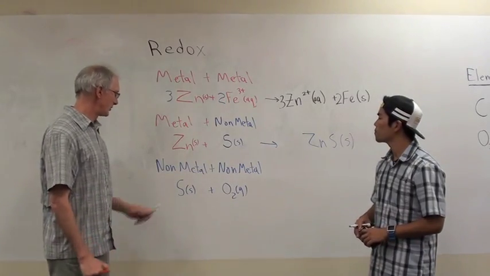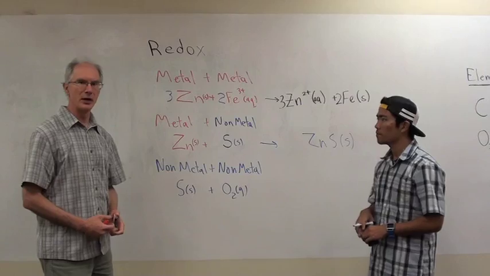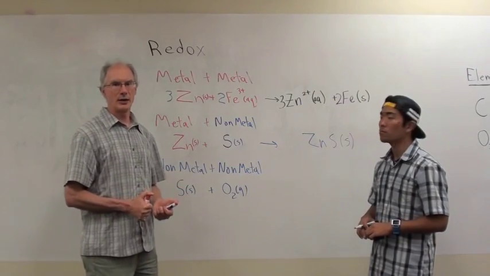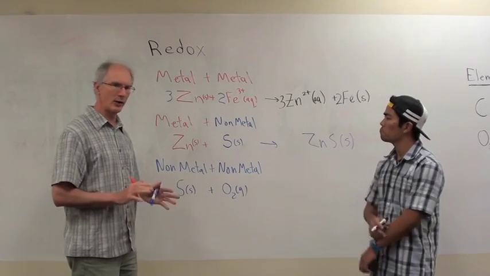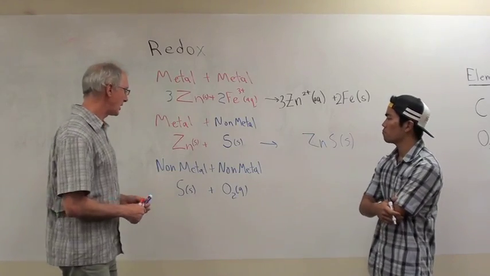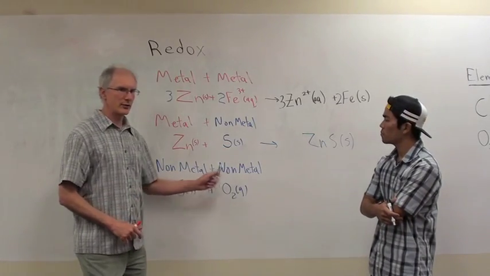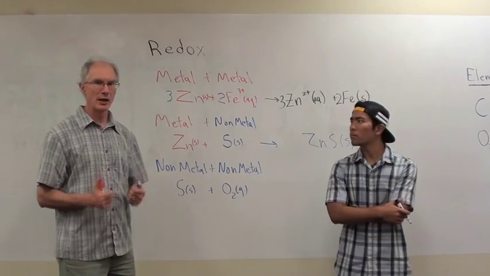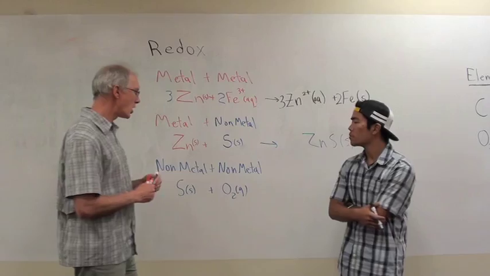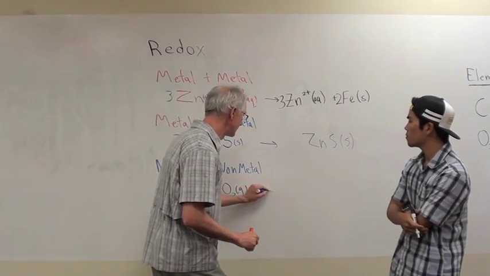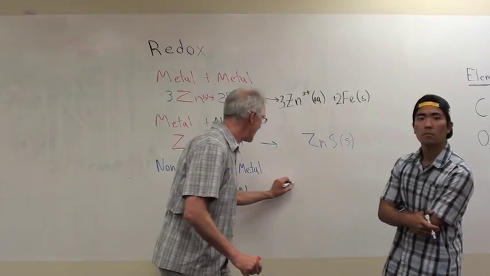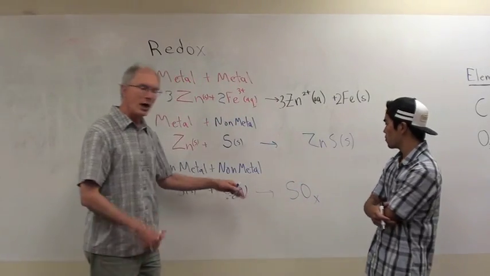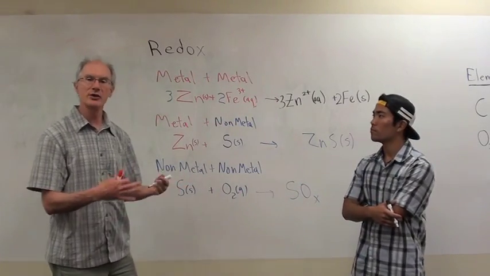Now the last one is when a non-metal reacts with a non-metal. Well, these are actually hard to predict in redox chemistry, and I don't think we'll ask you to predict any of them, because when a non-metal reacts with a non-metal, we're not getting ions. We're getting a molecular compound. And so what I know is that when these react, I'm going to get SOx, some compound with sulfur and oxygen mixed together.